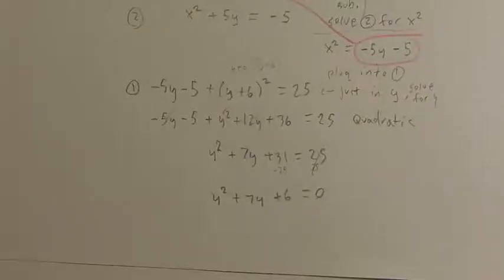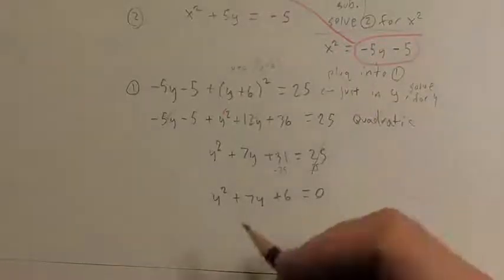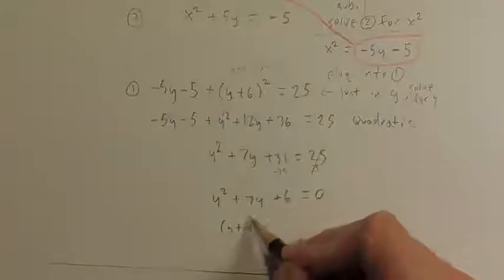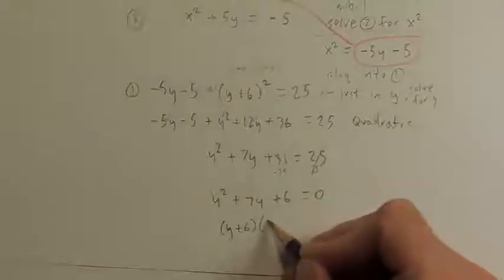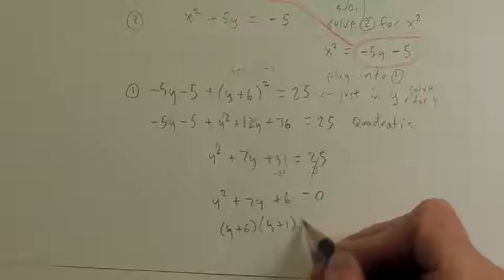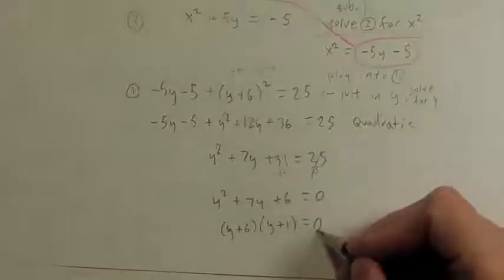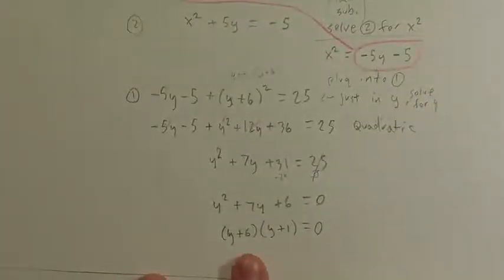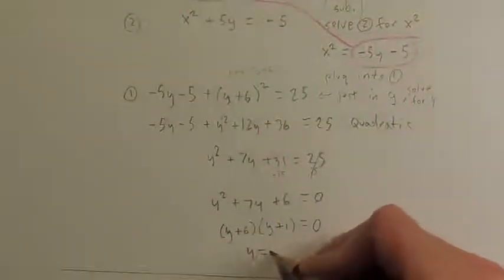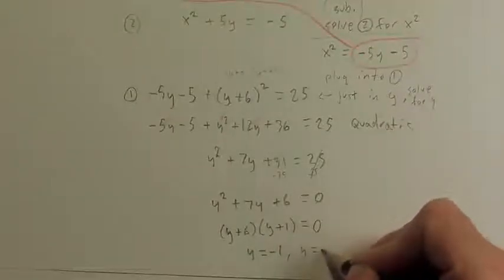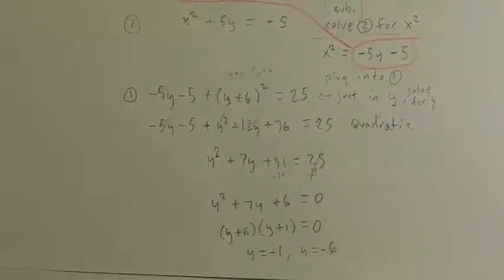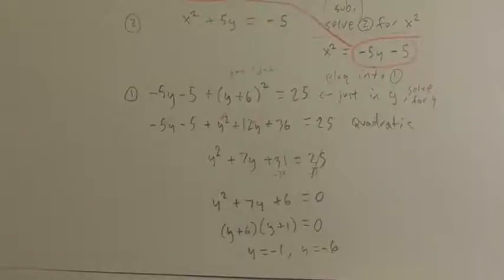And this should factor. All right, let's see. Yeah, factors of 6 that will sum up to be 7: 6 and 1. Okay. Because 6 times 1 is 6, 6 plus 1 is 7. So y is -1 or y is -6.